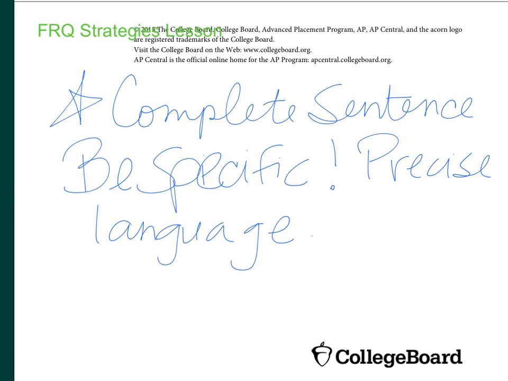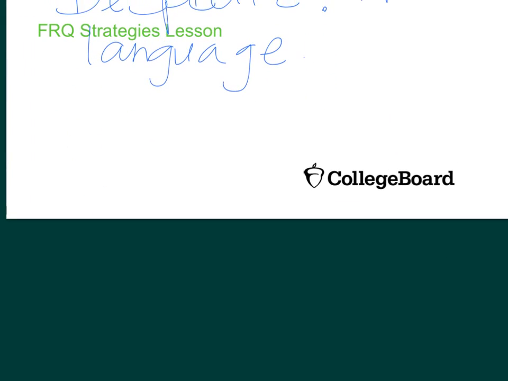Okay, so what exactly does this mean? Well, let me give you an example that you can jot down of what precise language means. Our example here is that if you just write pollution, for example, if you are talking about fracking and you say fracking causes pollution, pollution is always too vague. That will never get you a point on an AP FRQ, just the word pollution.